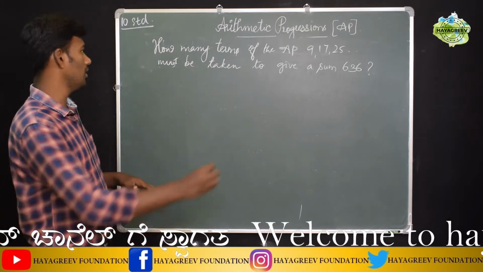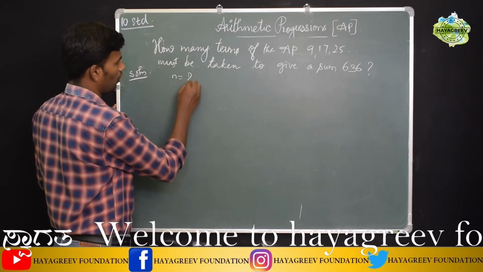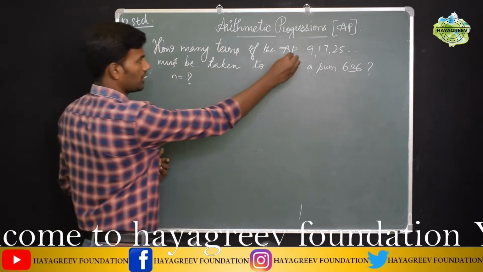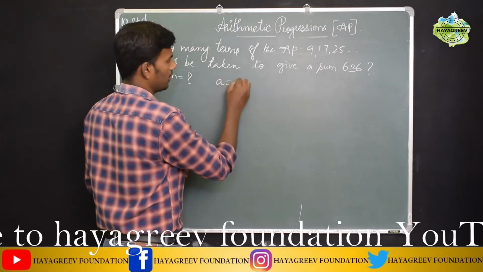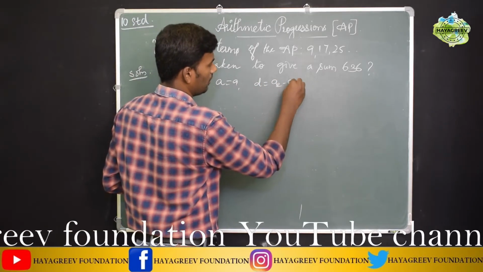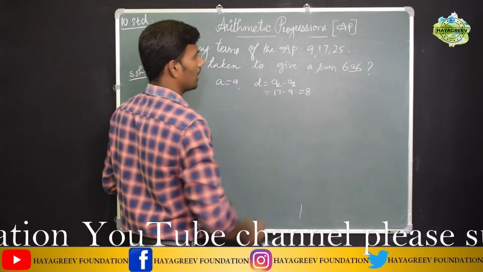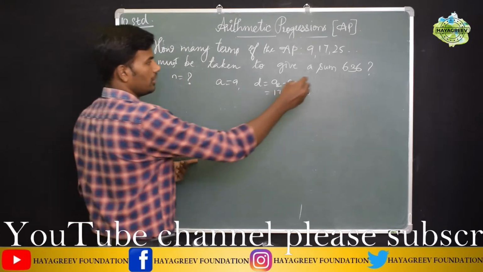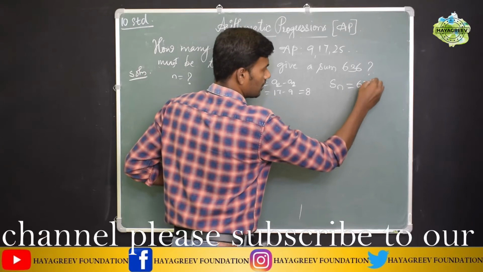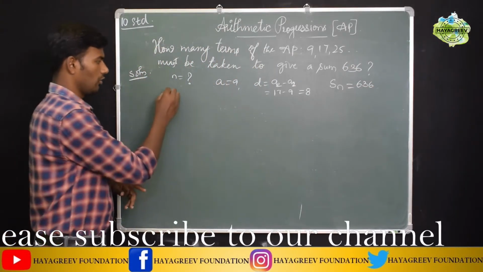636. So what is given, first you should write. We have to find how many terms, that is n. The first term of the AP, a, is 9 and d is equal to a2 minus a1, which is 17 minus 9 is 8. So d is 8, and the sum is 636. So Sn is 636, and we have to find n. Then we will use the formula.